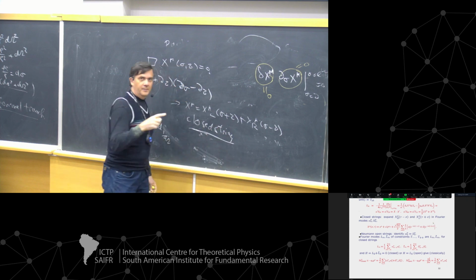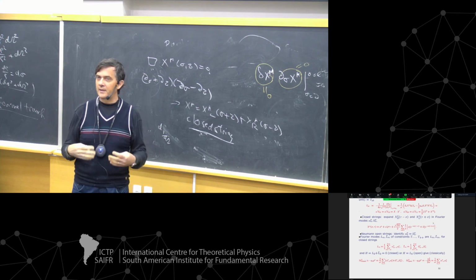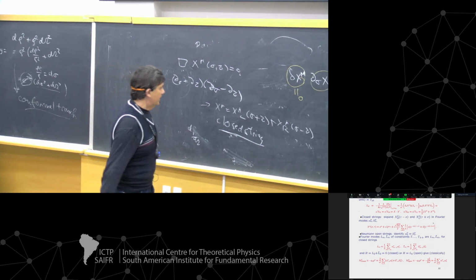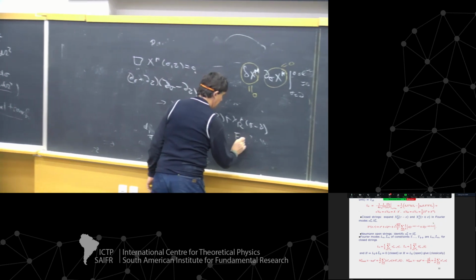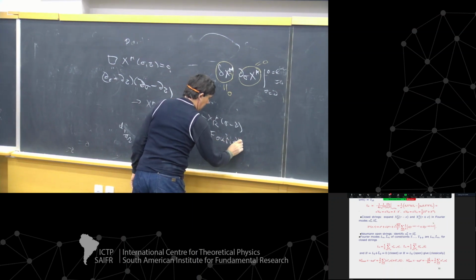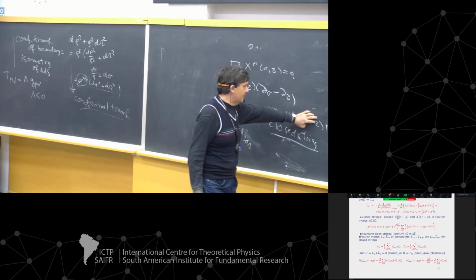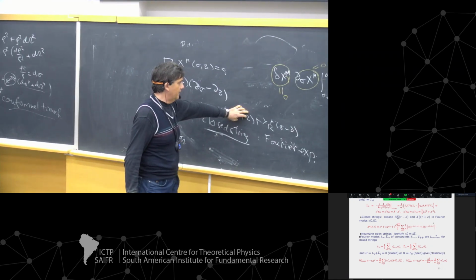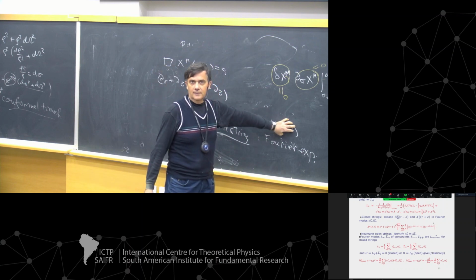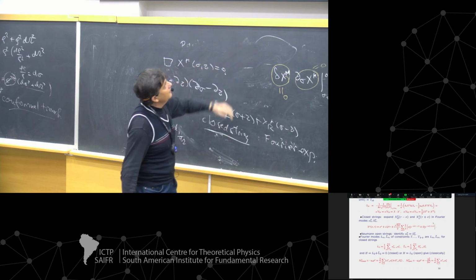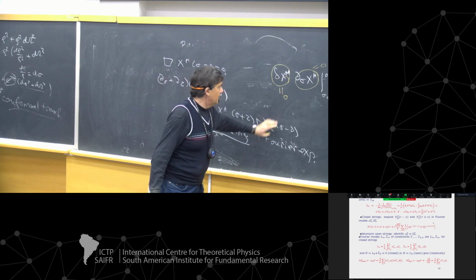So closed string means a circle, so I can do a Fourier expansion. That's basically what I wrote there. Some coefficients for the expansion of this into Fourier coefficients, and then another coefficient for the expansion of this. All right.